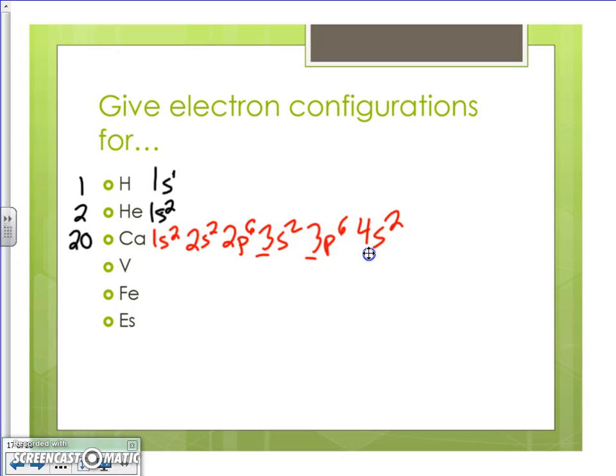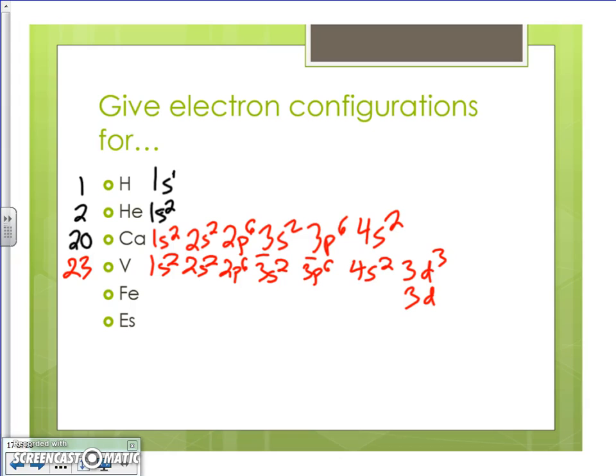Next one, vanadium, 23 electrons. Well, we've gone up to 20 here, so I'm just going to copy my work. 1s2, 2s2, 2p6, 3s2, 3p6, 4s2, and now I go back and fill that 3d. Holds up to 10. We only need 3 to get to 23. Iron has 26. What you're going to see is the exact same thing, except this 3d actually has 6, and pretty much copies it down.